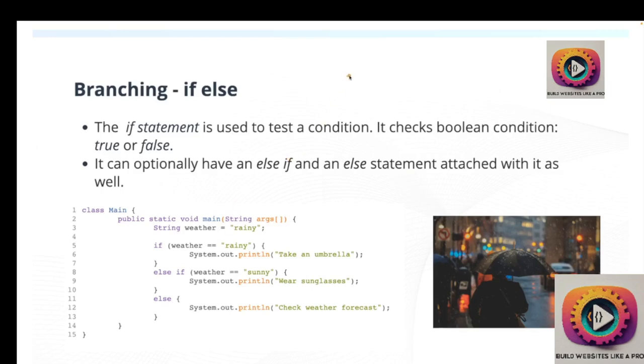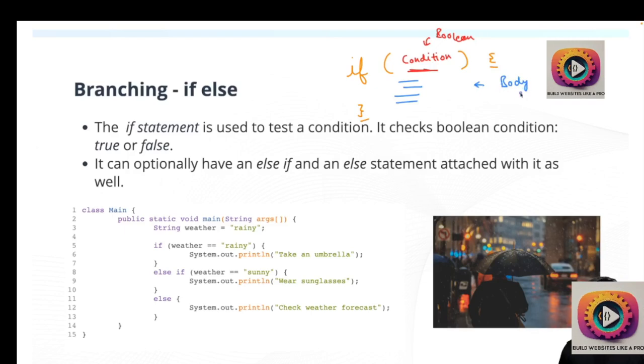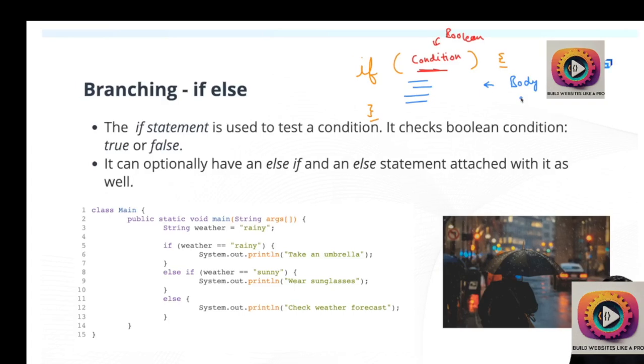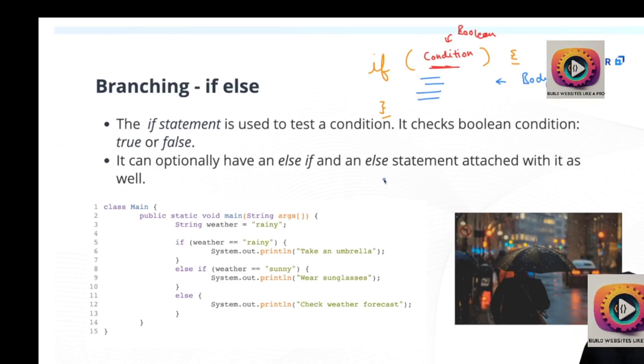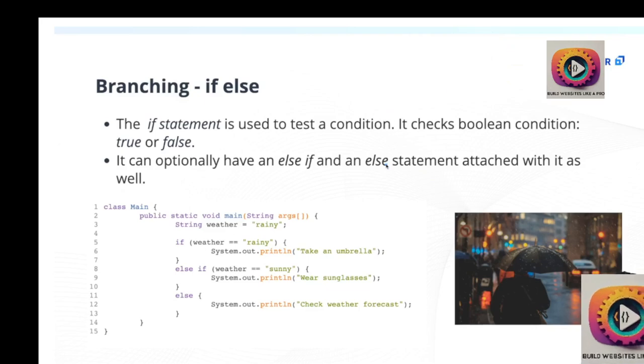So first of all, we write the if keyword followed by parentheses, and inside these parentheses, we write some condition. Note that this condition must always return a boolean value, followed by the condition we write a block of statements wrapped inside curly braces. The lines enclosed inside these curly braces are referred to as the body of the if, or you can just say the if block. This if may or may not be preceded by else if and else statements. However, those are optional. So let us see it in action.